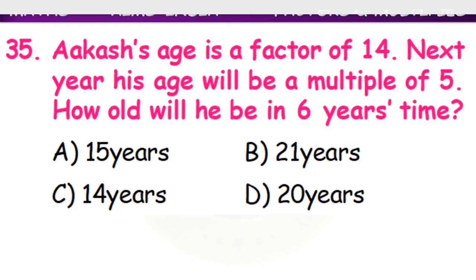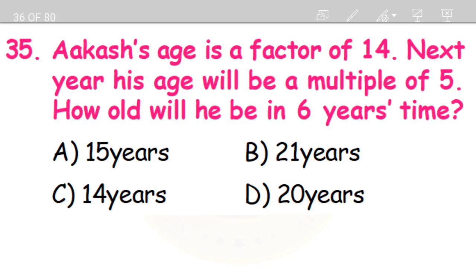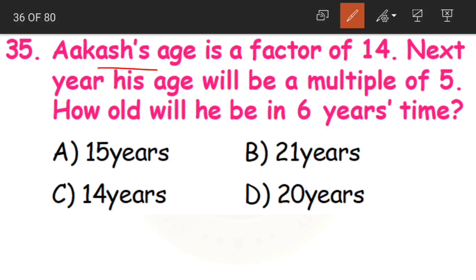Next, Akash's age is a factor of 14. Next year his age will be a multiple of 5. How old will he be in 6 years? First, Akash's age is a factor of 14. What are the factors of 14? 1, 2, 7 and 14. Yes, the age might be one of these.